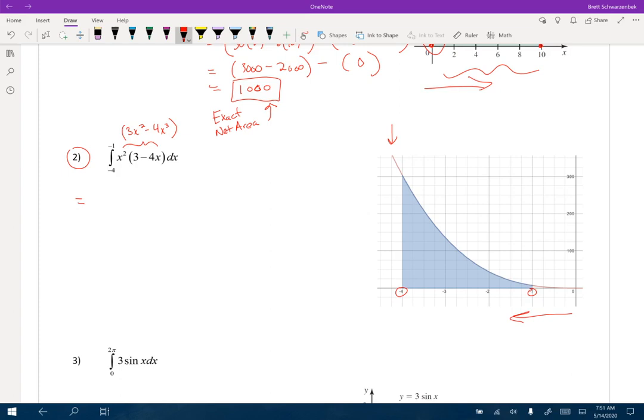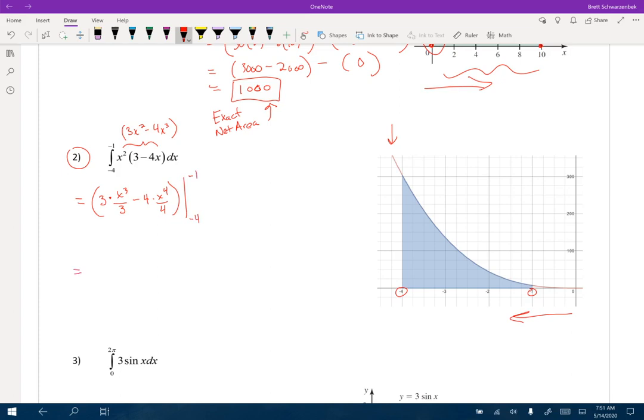So the 3 comes along for the ride. We take the antiderivative of x squared, which is x cubed over 3, minus 4 comes along for the ride, and we get x to the 4th over 4. This should be pretty straightforward for you now. And then we evaluate from -4 to -1.